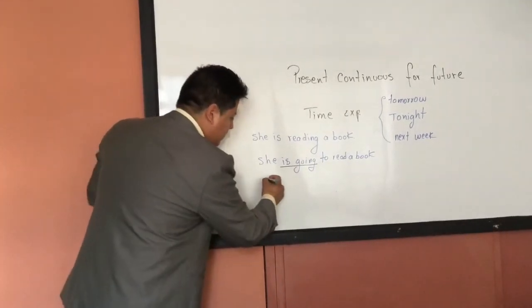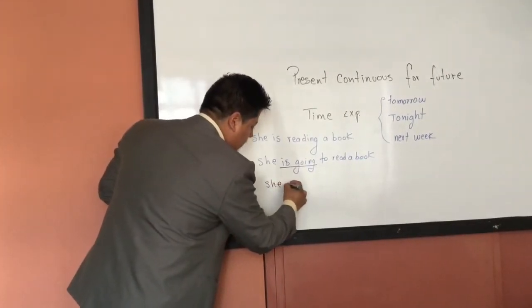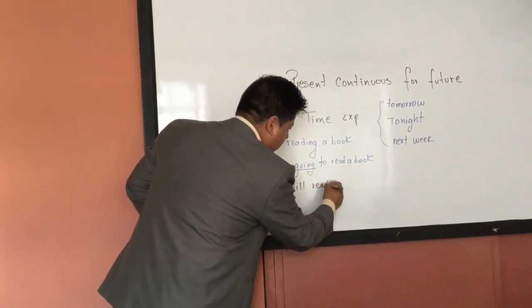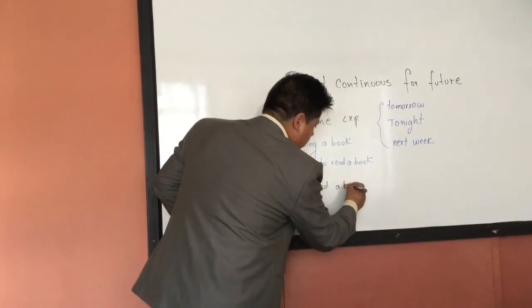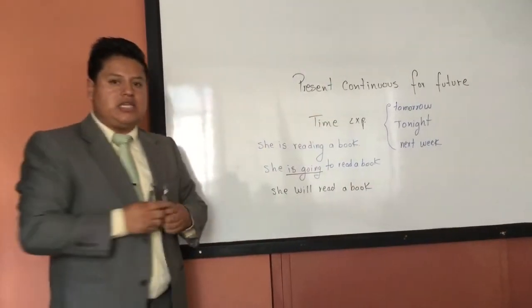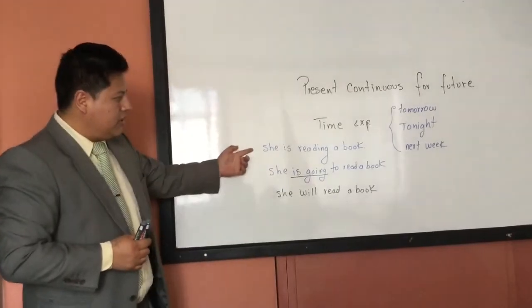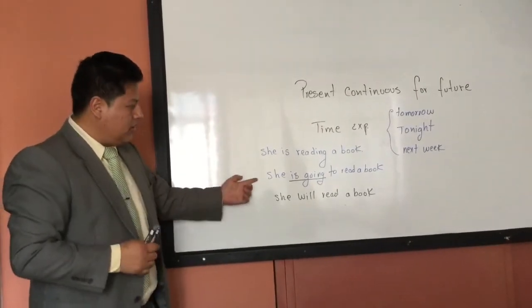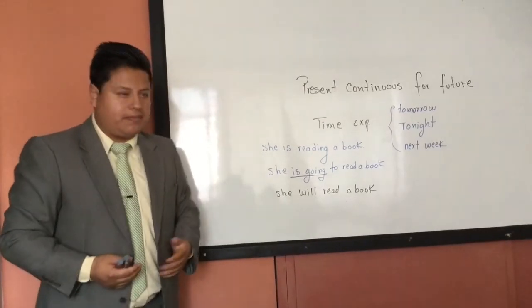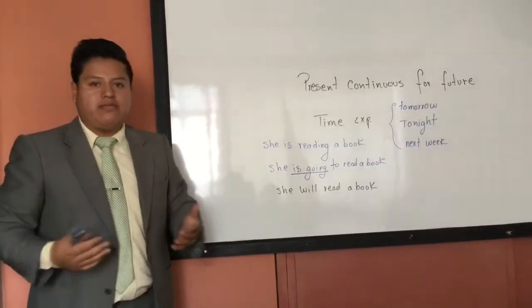I'm going to write down the example. She will read a book. So please, let's check those examples. She's reading a book. She's going to read a book. And she will read a book. The three are future.